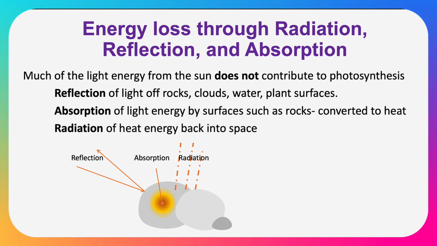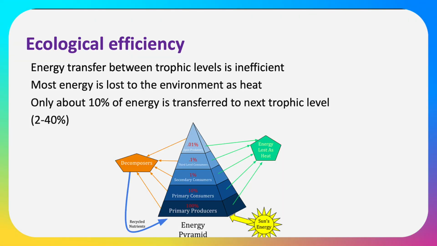So that's, I guess, one way in which we can consider that ecosystems are inefficient at energy transfer and transformation. Let's have a look at others. We say that energy transfer between those different trophic levels is actually inefficient because most of the energy is lost to the environment as heat.